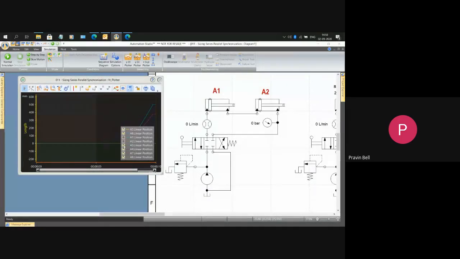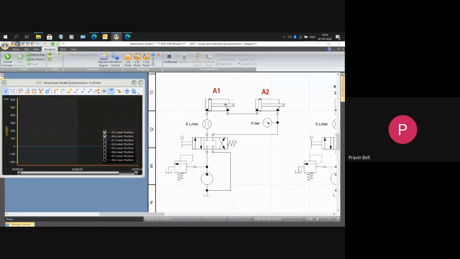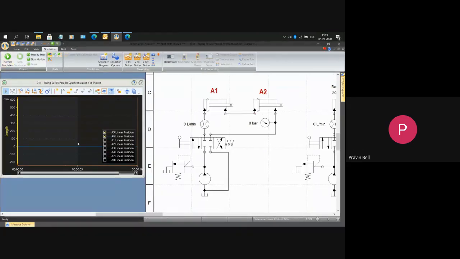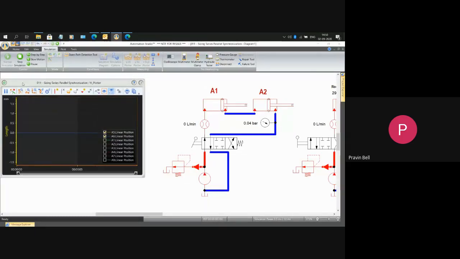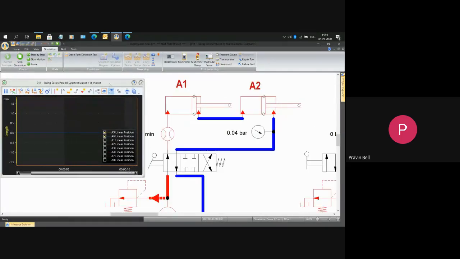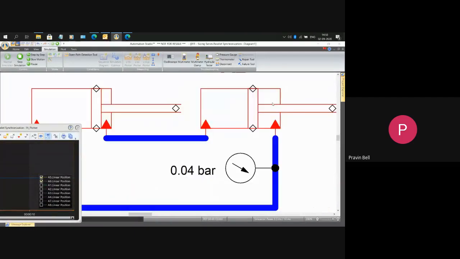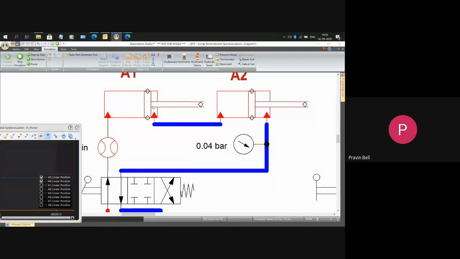Now in the first case, these are 2 pistons which are connected in series. And these are totally identical pistons. If I simulate this circuit in series, you will notice that the second piston did not extract completely. That is because the volume of the first cylinder, the rod side volume, was not sufficient to fill this entire piston side volume of the second cylinder, and the second cylinder could not extract fully here.